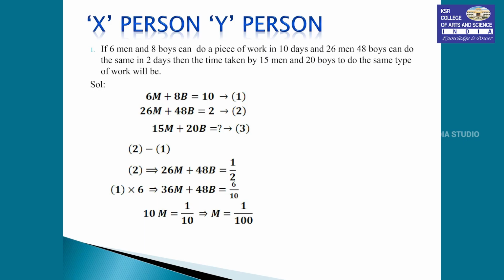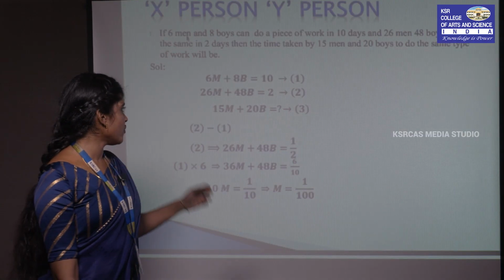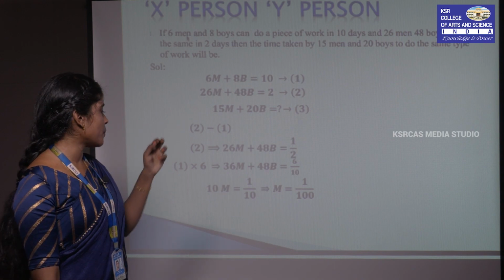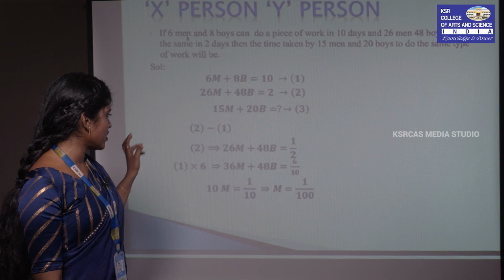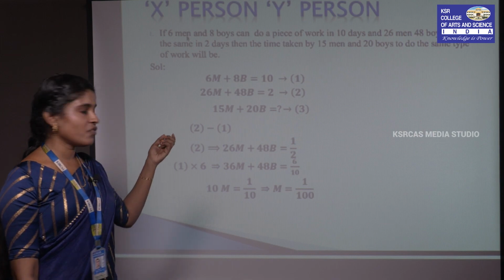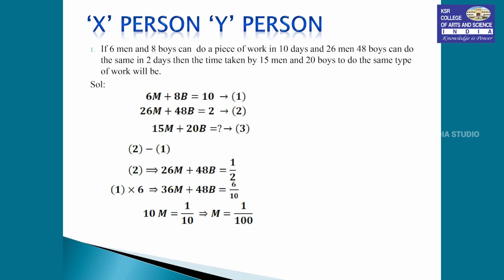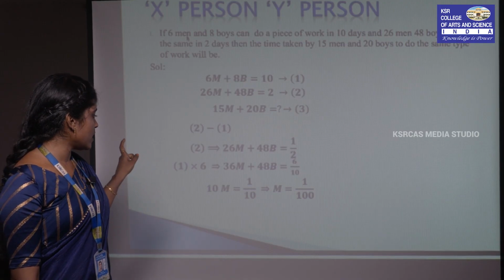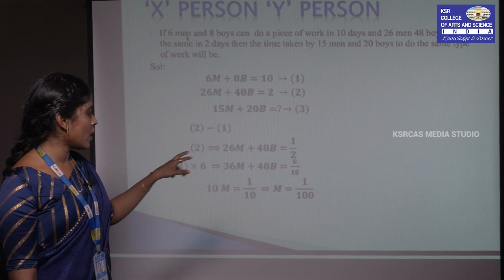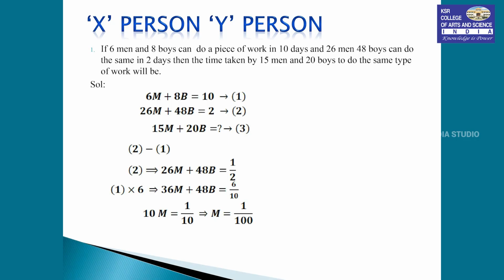The next one, 15 men, 20 boys. In this question they ask how many days they take to complete the work. So we assume 15 men plus 20 boys equals x. Next we have to simplify equations 1 and 2. We subtract the first equation from the second equation, and also multiply the first equation by 6. After simplification we get 10 men equals 1 by 10. We need to find one man's work, so we move 10 to the RHS, and we get m equals 1 divided by 100.